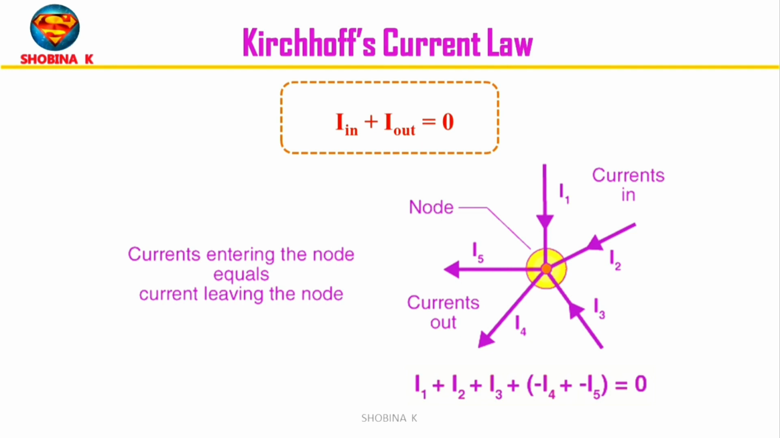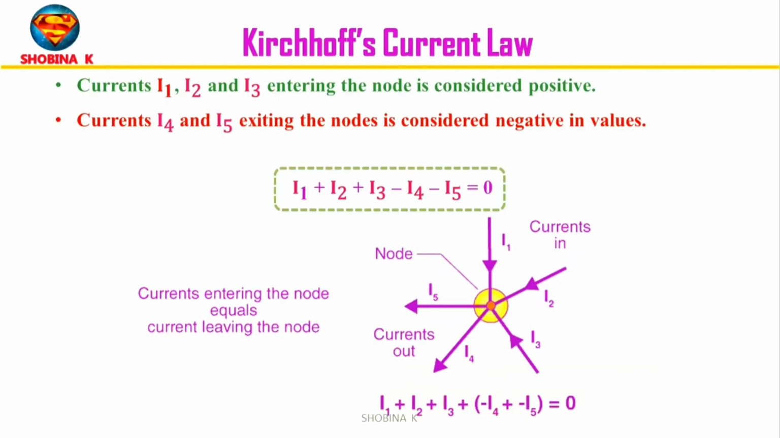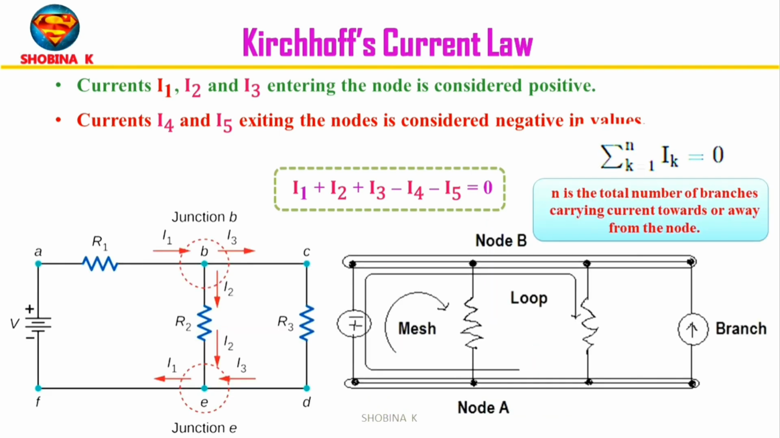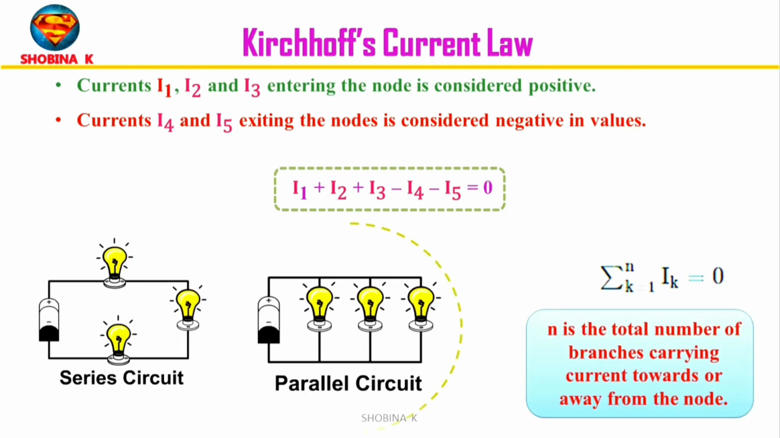And this can be expressed in the form of an equation, that is I1 plus I2 plus I3 minus I4 minus I5 equals 0. Mathematically, Kirchhoff's current law can be stated as the summation of Ik, where k equals 1 to n, is equal to 0, where n is the total number of branches carrying current towards or away from the node. A node refers to a junction connecting two or more current carrying routes like cables or other components. Kirchhoff's current law can also be used to analyze parallel circuits.